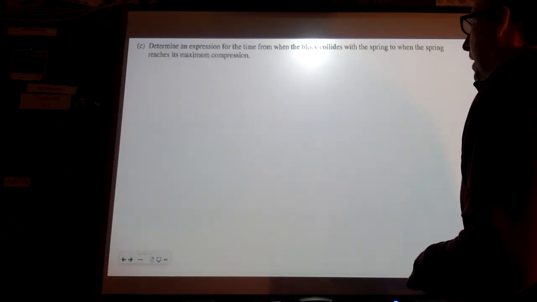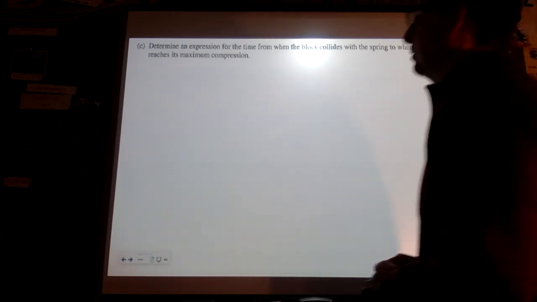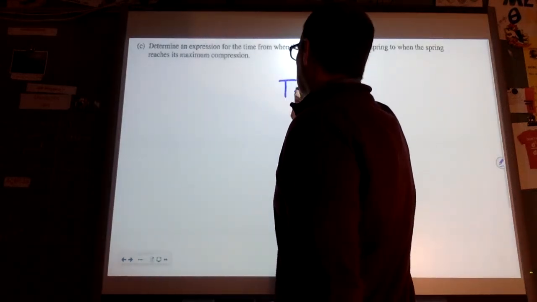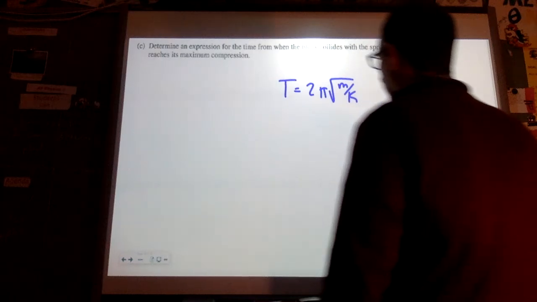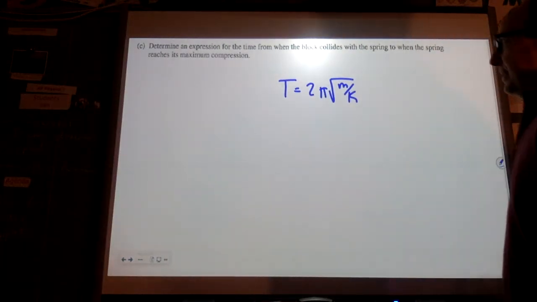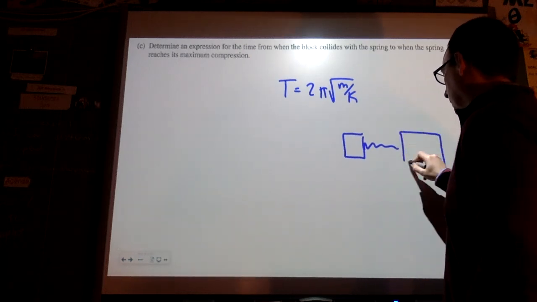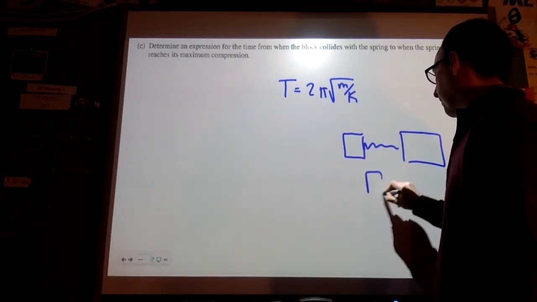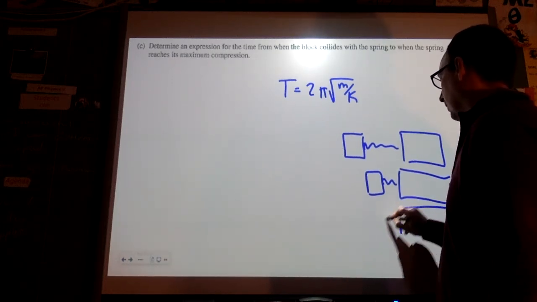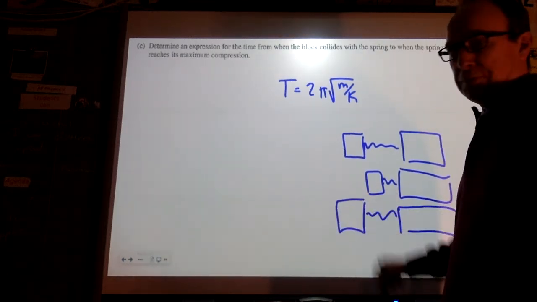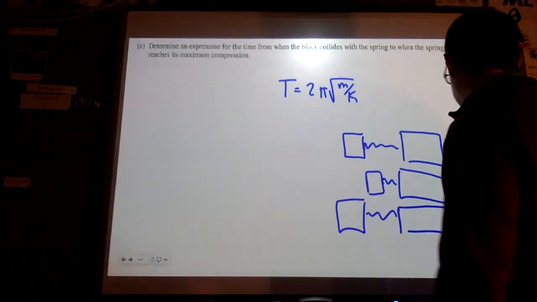Determine an expression for the time from when the block collides with the spring to when the spring reaches its maximum compression. So this is the block hits the spring, the block compresses the spring, the block goes back to where it is.